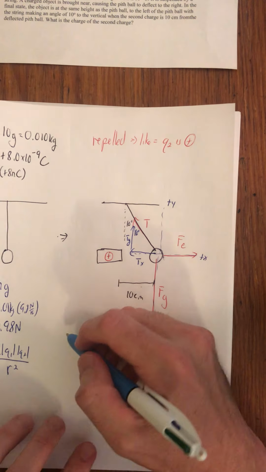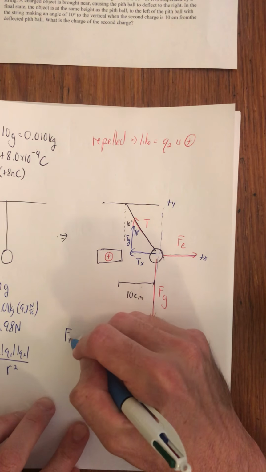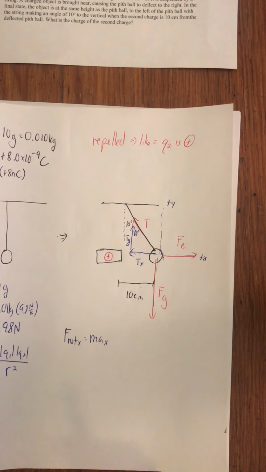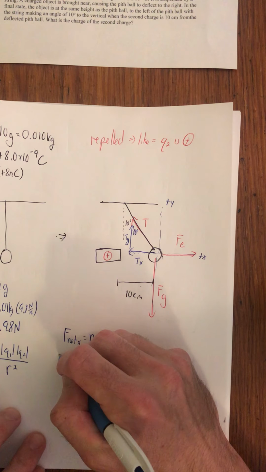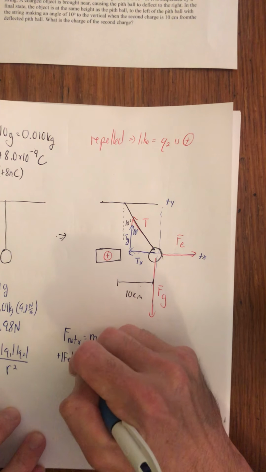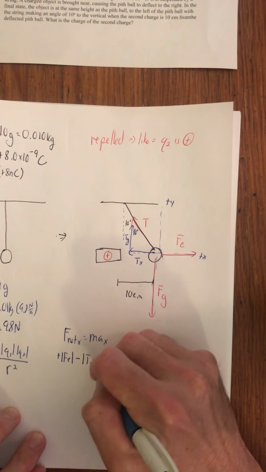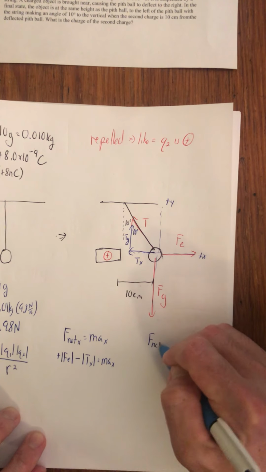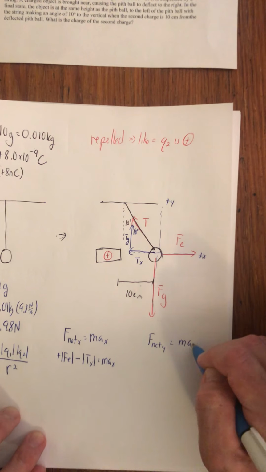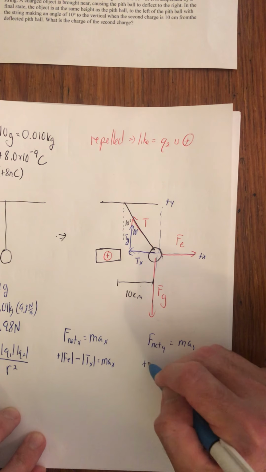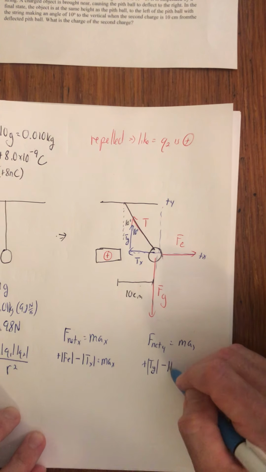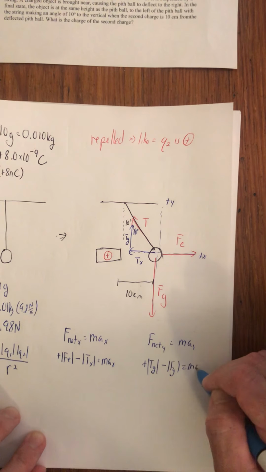Sum of forces equation. Okay, so here we go. F net x equals max. I have to do 2 dimensions because I have both x and y going on here. And so positive Fe minus Tx equals max. And I'm just going to do the y equation now. I can go positive Ty, because that's acting upwards, minus the magnitude of Fg equals may.